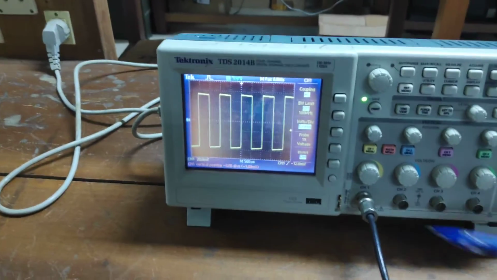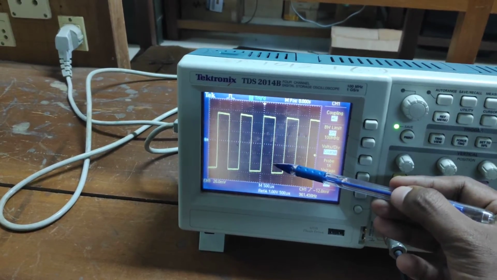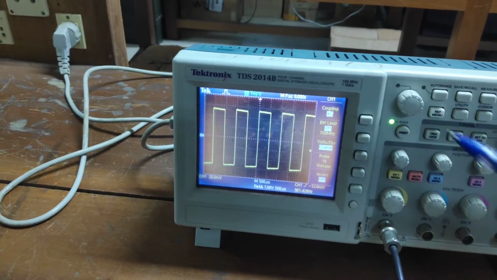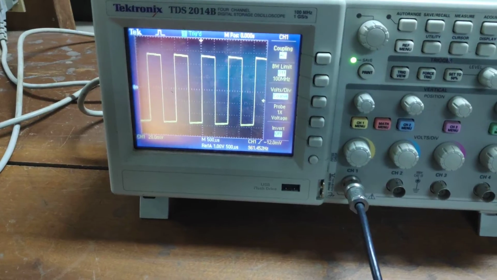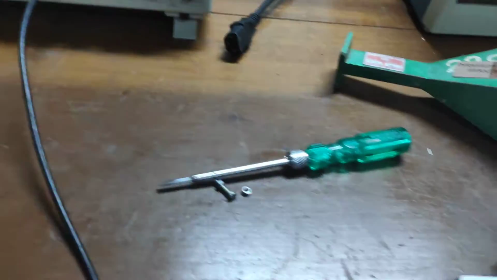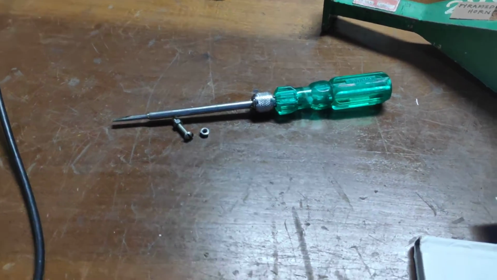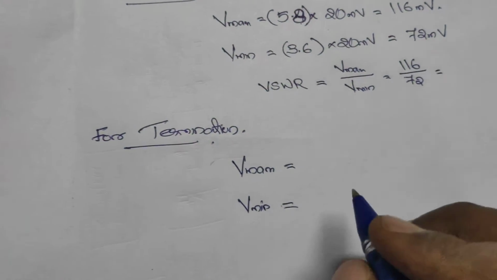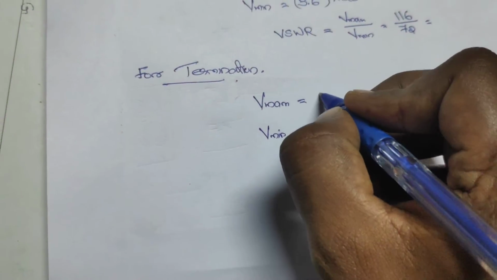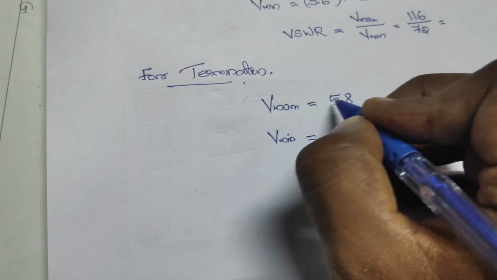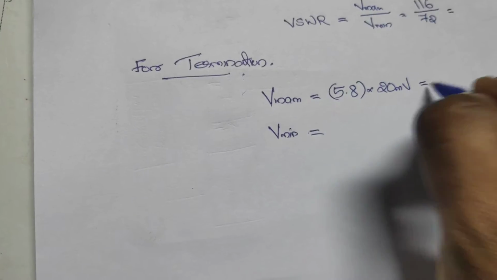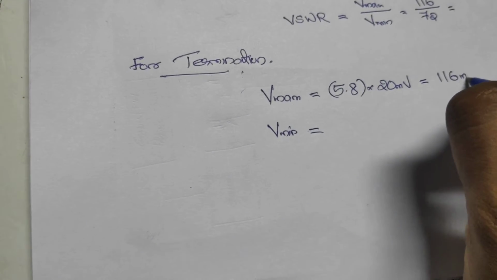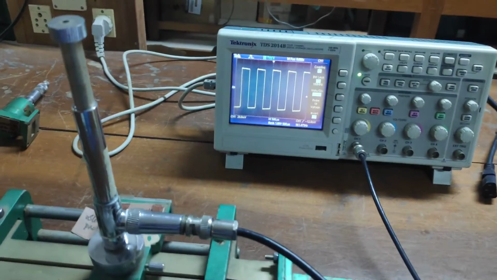From here there is 1 division, 2, 3, 4, 5. Here also the maxima is almost the same, 5.4 itself. So here also the Vmax is 5.8 divisions into 20 milliwatt, it is 116 milliwatt. And second, we need to find the minima of the load.